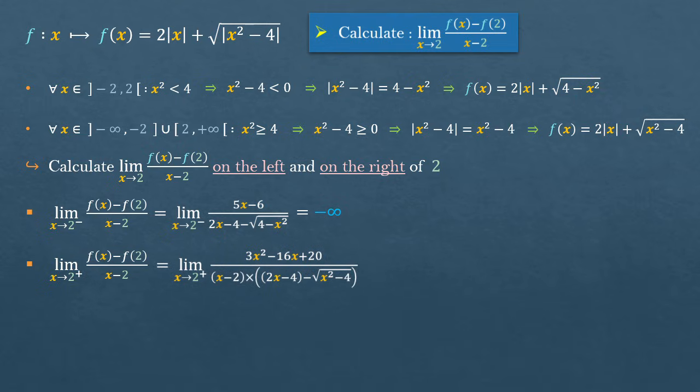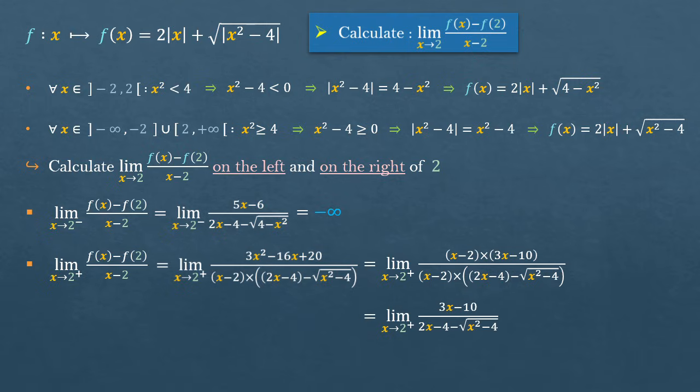And now, by factorizing the expression within the numerator, we find that our limit is equal to the limit of x minus 2 all times 3 times x minus 10, all over x minus 2 all times 2 times x minus 4 minus the square root of x squared minus 4, when our variable x heads to the number 2 from above. So we can cancel out the x minus 2 factor within the numerator with the x minus 2 factor within the denominator to get the limit of 3 times x minus 10 all over 2 times x minus 4 minus the square root of x squared minus 4, when the variable x heads to the number 2 from above. And this limit is equal to positive infinity, as when the variable x heads to the number 2 from above, the numerator of this fraction, which is 3 times x minus 10, heads to the number minus 4, and the denominator, which is 2 times x minus 4 minus the square root of x squared minus 4, heads to 0 by smaller values.